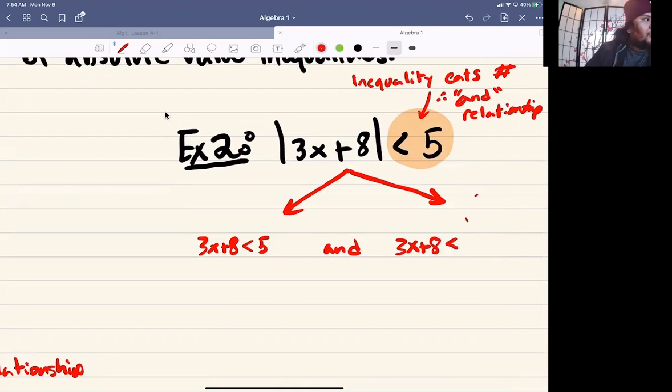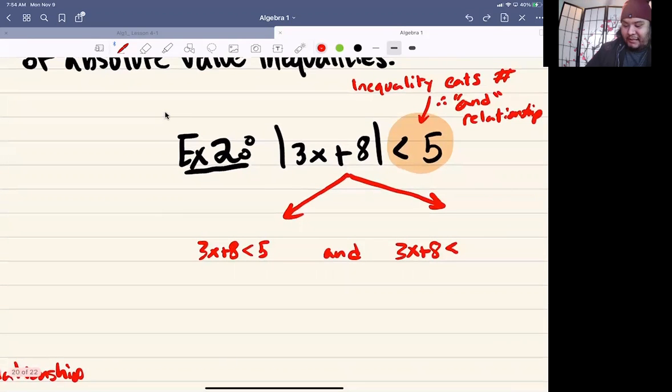No, you have to flip the inequality symbol. My bad. I'm sorry, guys. You keep the inequality symbol, and then you just change it to -5. Right? I believe that's the right way to do it.